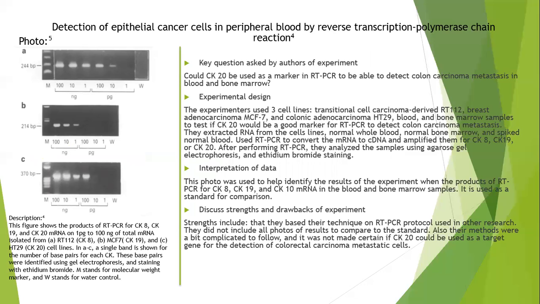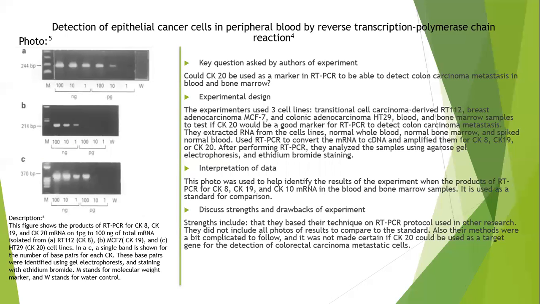So the research article I found is called Detection of Epithelial Cancer Cells in Peripheral Blood by Reverse Transcription Polymerase Chain Reaction. They performed this experiment because the number of circulatory tumor cells are very hard to detect, and they need a technique that is very specific and sensitive.